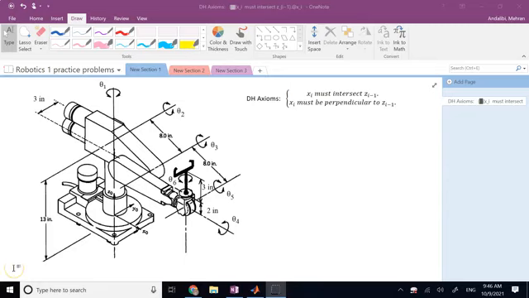Hello everyone. In this video, I'm going to solve an example of analytic forward kinematics using the Denavit-Hartenberg or DH convention. And we are going to use a PUMA 260 robot with 6 degrees of freedom. All joints are revolute joints, so theta 1 to theta 6. At the end of the 6th joint, I have added a gripper.